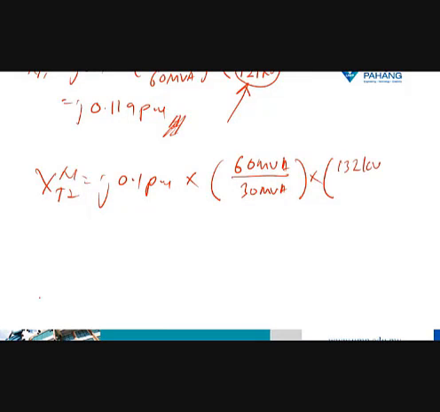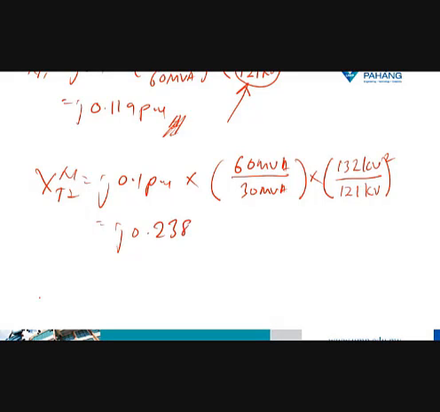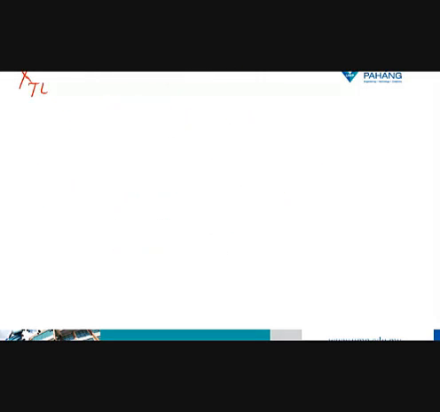132 kV over V base 2 is 121 kV square. So you will get j0.238 per unit. Right. So the transmission line is quite different because the given XTL is equal to 20 ohms.